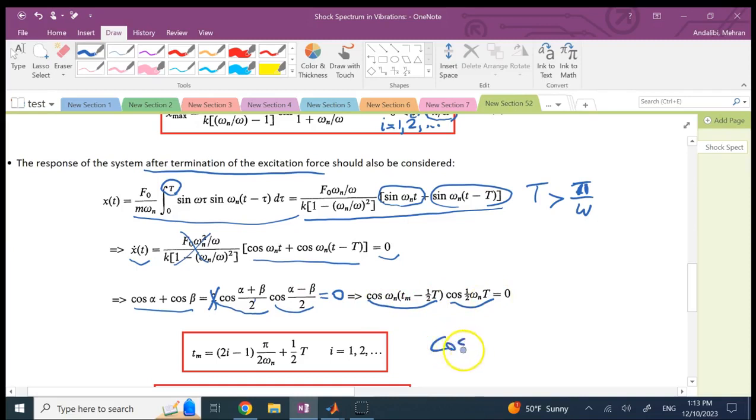And in general, remember, cosine of x, when it's 0, it means x is like (i plus 1/2) times pi, where i is an integer. Okay, so it's like pi over 2, 3 pi over 2, and so on.